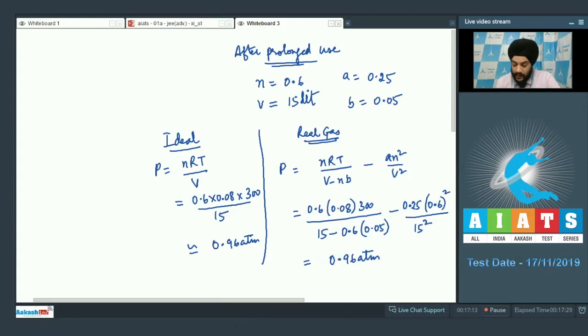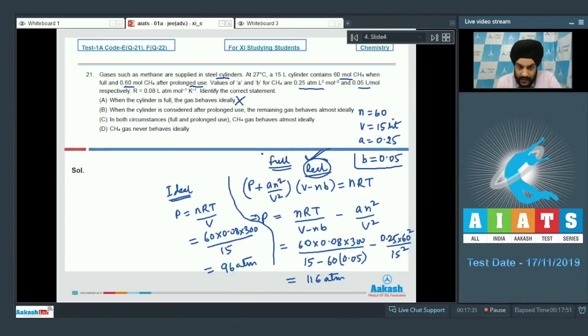So if we talk about the behavior of the methane gas after prolonged use, we can clearly see that the pressure exerted by the gas is predicted to be same by both the van der Waals equation as well as the ideal gas equation. So it must mean that the gas behaves ideally in this condition. So students, if we talk about the second statement now, it says when the cylinder is considered after prolonged use, the remaining gas behaves almost ideally. So this is correct, students.